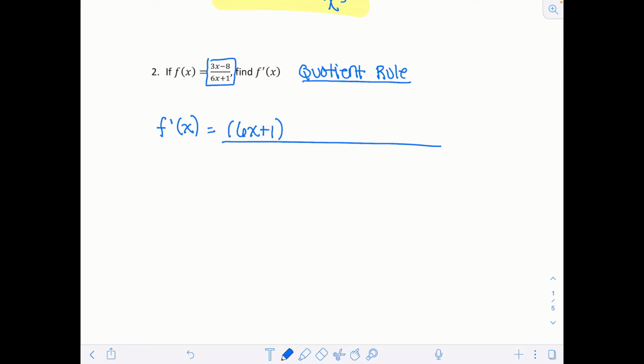So if the denominator is rewritten, then the next thing I multiply by is the derivative of the numerator. So in this case, the derivative of the numerator is 3. Minus, now I'm going to kind of flip that. So the numerator will get left alone. But now I take the derivative of the denominator, which is 6, all over the denominator squared.